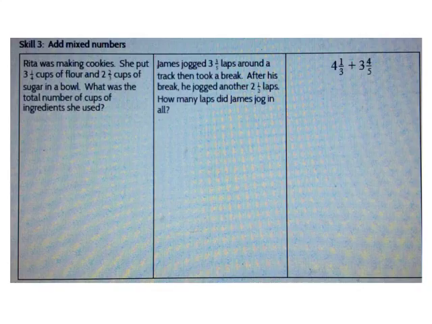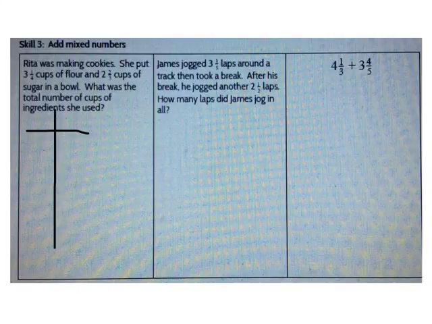We also talked about adding mixed numbers. Let's look at an example. Rita was making cookies. She put 3 1/4 cups of flour and 2 2/3 cups of sugar in a bowl. What was the total number of cups of ingredients she used? What operation do I need to use to solve this problem? I need to add. I'm finding a total. I'm combining ingredients.